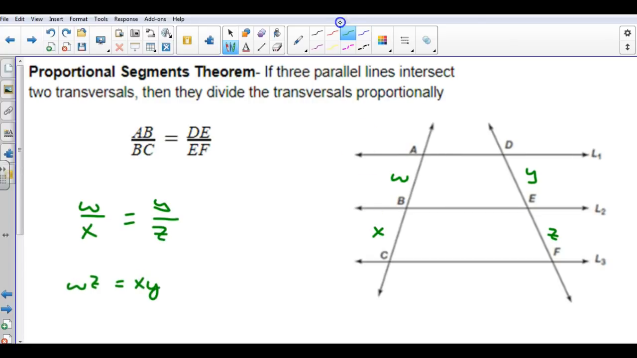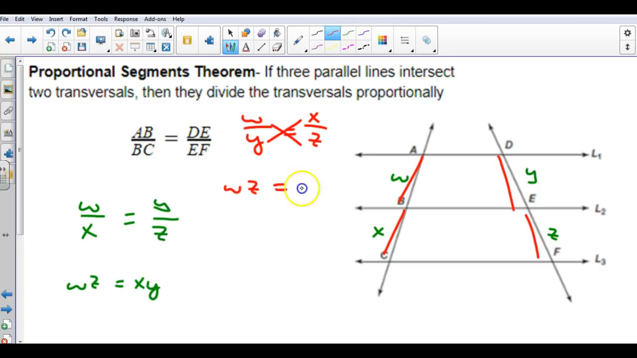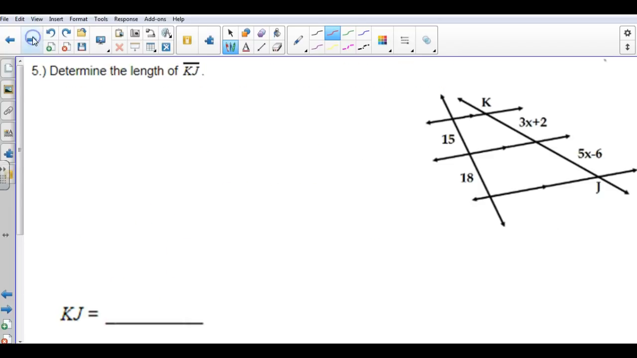I can also write the proportion by taking these corresponding parts, which is W over Y, and setting that equal to X over Z. And once again, notice if I take my cross multiplication of this, I end up with WZ is equal to XY. So you get the same thing both ways. So whichever one you prefer, you can go with that. And what we're going to do is work out one last example of this, solve for x, and then substitute that value back in to determine the length of segment KJ.